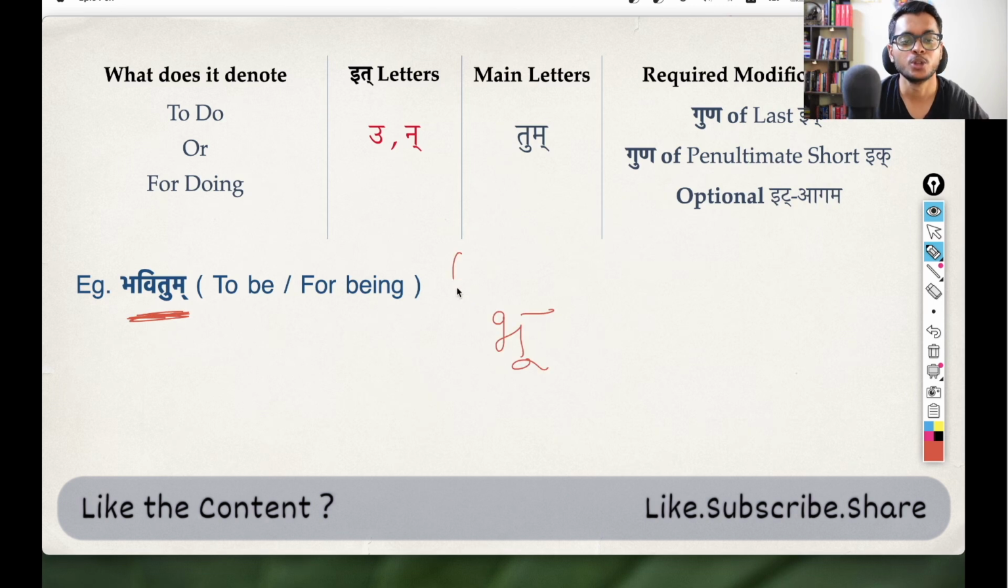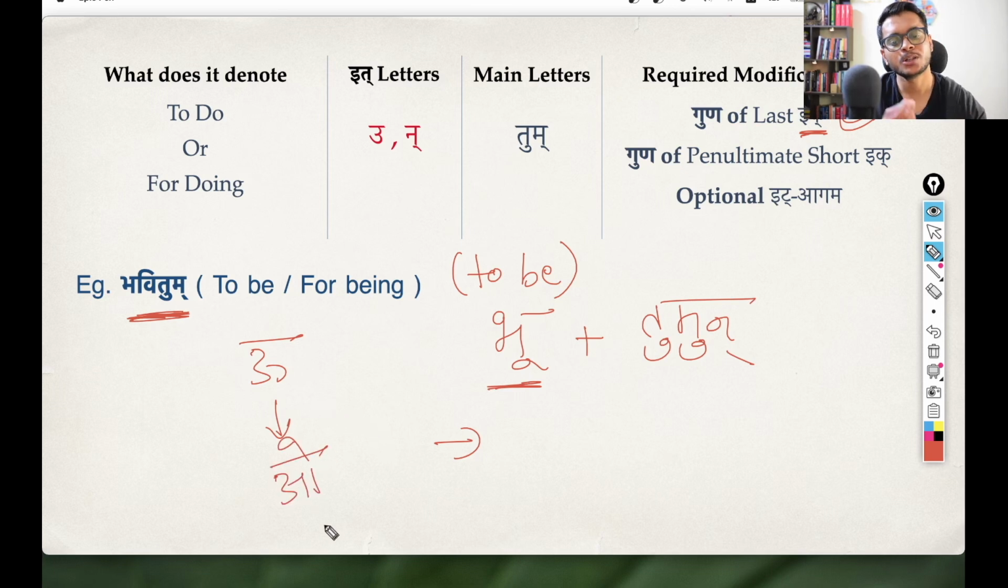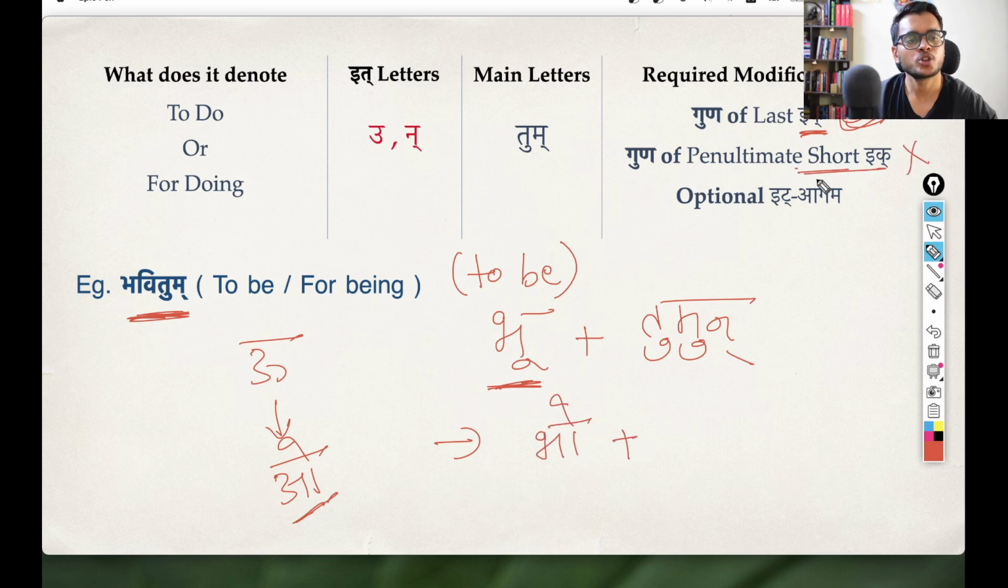This is coming from bhu dhatu. Okay, so we are modifying this dhatu here with our tumun suffix. So now let us check required modifications. Guna of last ik, this is possible because as the last letter we have this dirgha u. Since dirgha u also belongs to this ik pratyahara, the guna will happen. And guna of dirgha u also is o. So hrasva u, dirgha u, any u, the guna is o. Bhu will change into bho, right? And then guna of penultimate short ik, not possible because our dhatu does not have any penultimate vowel, right?